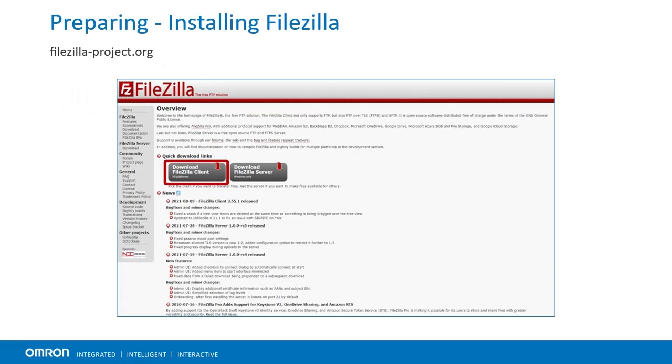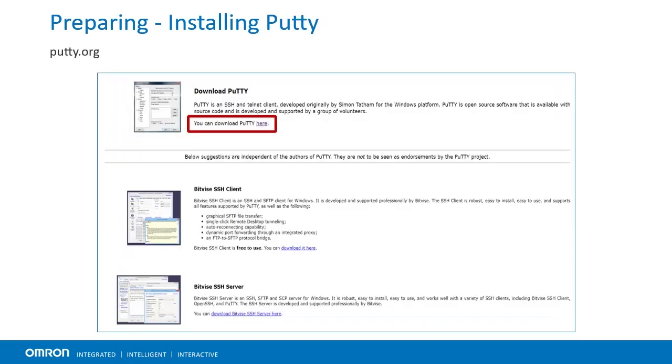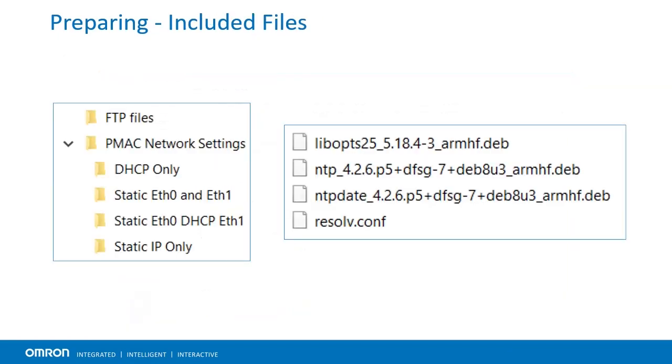We will be using the FileZilla FTP client to place some needed files on Power PMAC. If you do not already have FileZilla, it can be downloaded from filezillaproject.org. We will be completing the installation on Power PMAC using Putty. If you do not already have Putty, it can be downloaded from putty.org. This video includes some files. If the files aren't linked from the description, contact your local Omron representative for a copy.